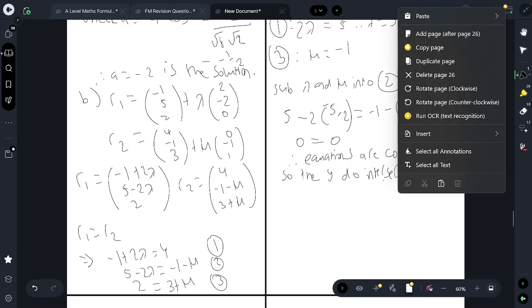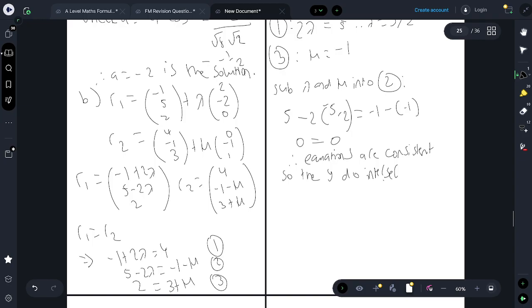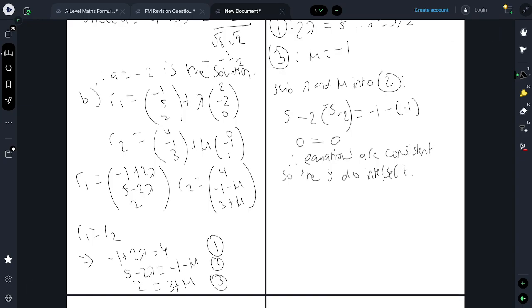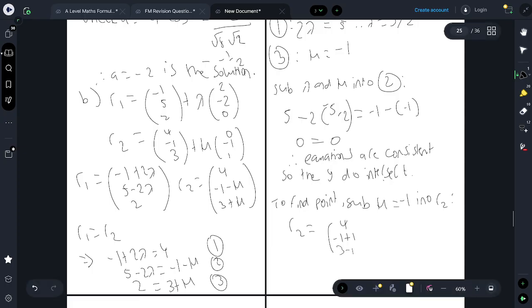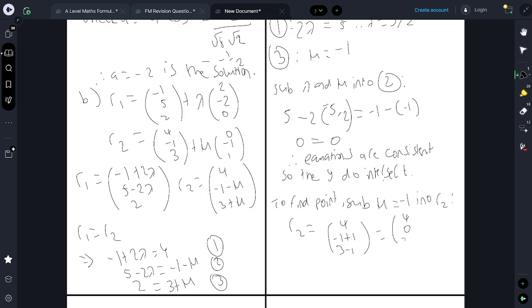But then it asks us to find the point of intersection. But we've done most of the hard work here already. To find the point, we sub mu or lambda into either equation. So say sub mu equals -1 into R2. Then R2 would equal 4, -1 minus mu, and then 3 plus mu, which gives 4, 0, 2.